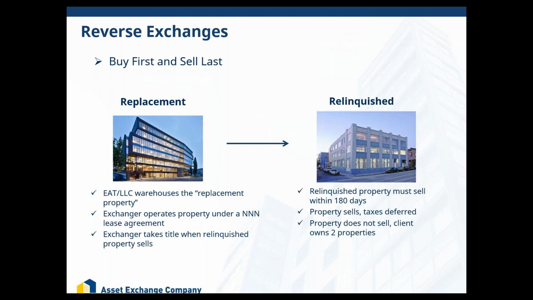Properties are turning over really quickly. And they know, if I don't act fast, by the time I sell my relinquished property, that perfect replacement property may no longer be available. It may be sold. So what can they do to save that whole deal? They can do this thing called the reverse exchange.